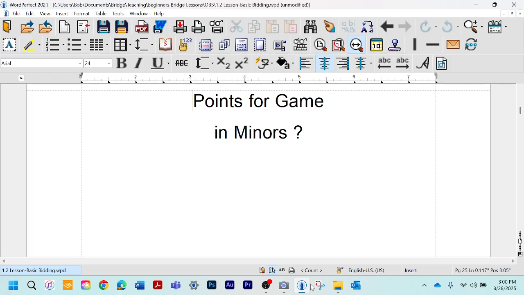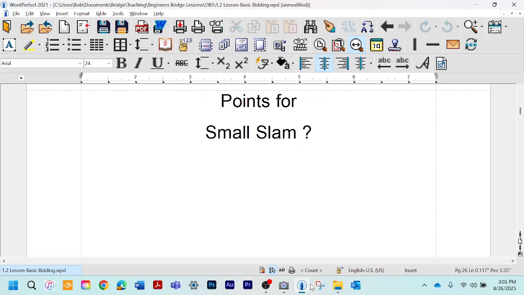And generally speaking, especially for new players, we try not to get into a game in a minor suit because you really need about 28 points, and that's not too far from slam. And it's better if you try to concentrate on the major suits and no trump, and then as a last resort, the minors. Here's a jingle.